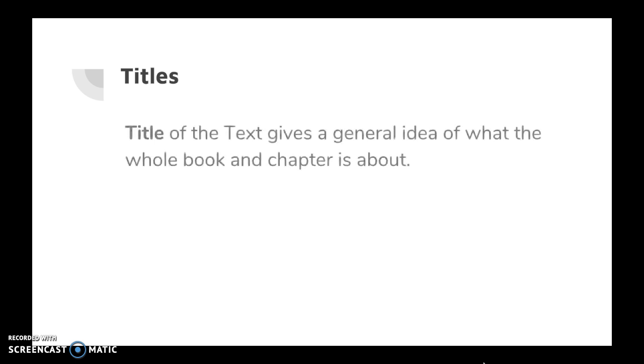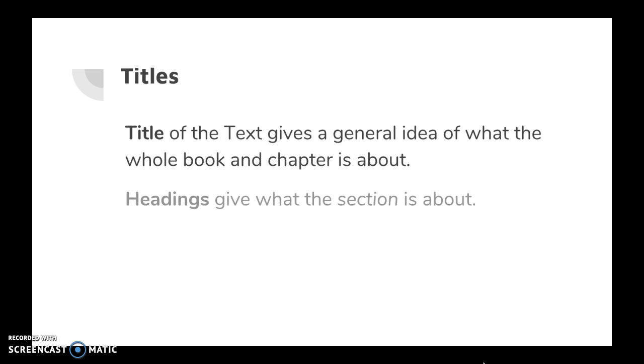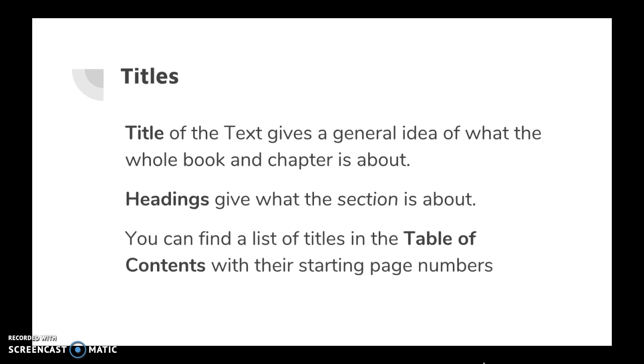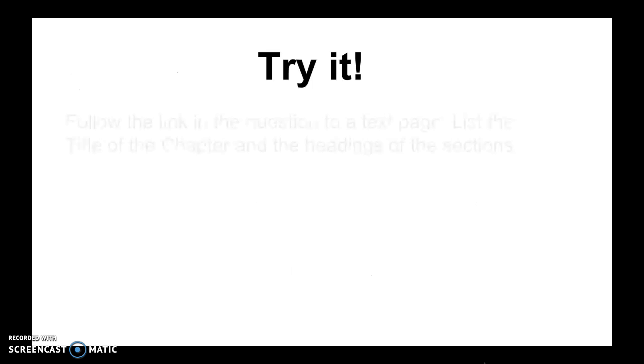Titles. In general, the title of the text gives you an idea of what the whole book or chapter is about. The headings give what that section or portion of the text is about. You can find a list of titles in the table of contents with their starting page numbers. This works very well if you are looking for a certain subject in the book but do not want to read the whole thing.